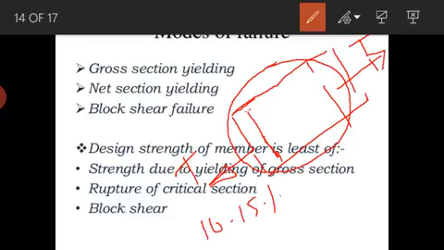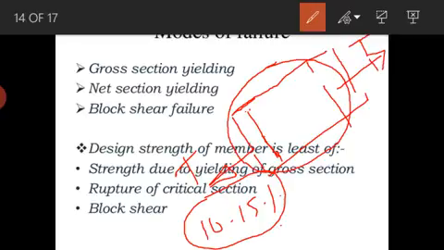This 10 to 15% elongation will be at ultimate load. At ultimate load, when they show elongation of 10 to 15%, it means they have already yielded. When they have yielded, they are treated as unserviceable. That particular situation is what we call cross section yielding.